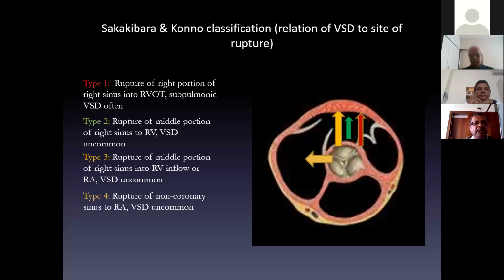Type 2 is in the middle portion of the right sinus into the RV. VSD is uncommon here. Type 3 is the middle portion of the right sinus into the RV inflow or into the RA. VSD is once again uncommon.